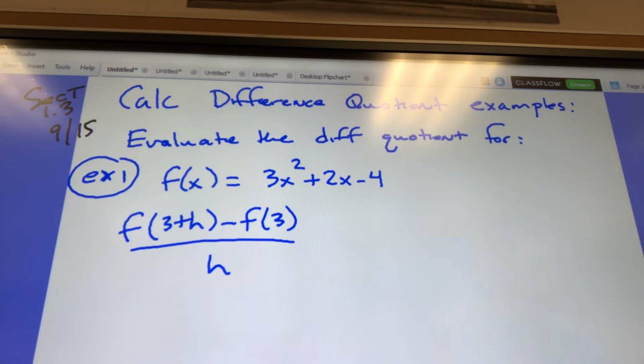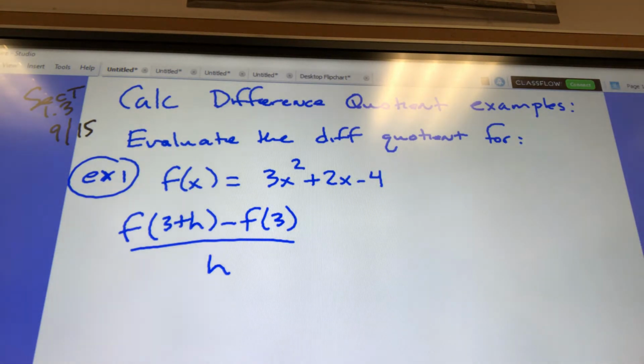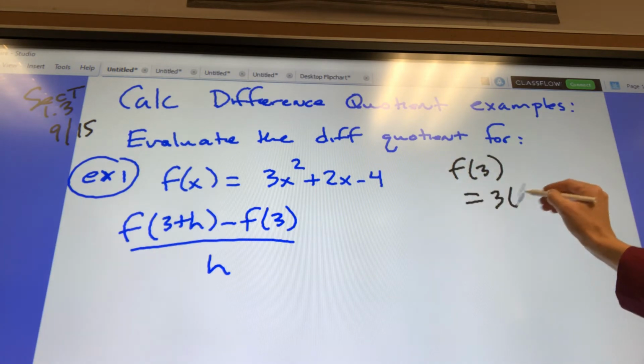So evaluate the difference quotient for f of x is 3x squared plus 2x minus 4. I believe this one is on your quiz review. And that's what you're evaluating: f of 3 plus h minus f of 3, divided by h. So off to the side, show me that you got f of 3.